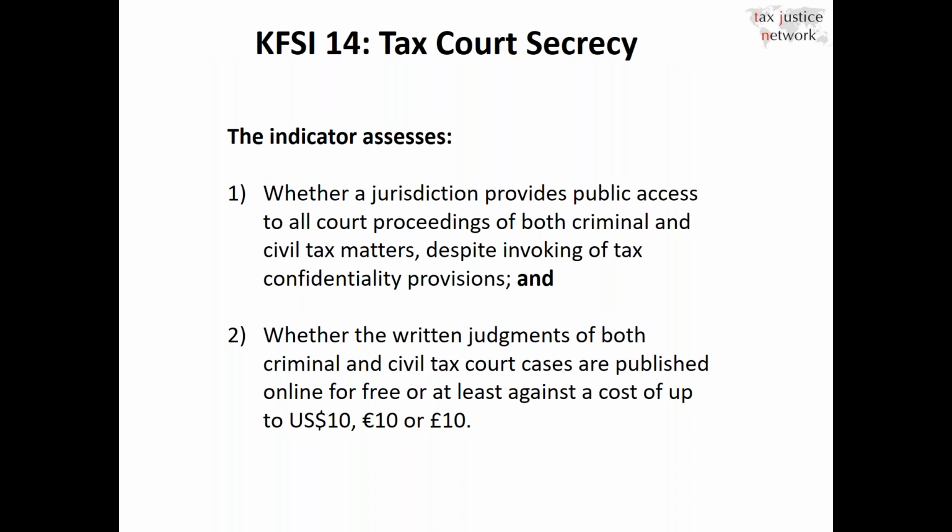Next new indicator is indicator number 14 on tax court secrecy. This indicator assesses, first, whether a jurisdiction provides public access to all court proceedings of both criminal and civil tax matters, despite invoking of tax confidentiality provisions, and whether the written judgments of both criminal and civil tax court cases are published online for free, or at least against a cost of up to $10, euro, or pounds.